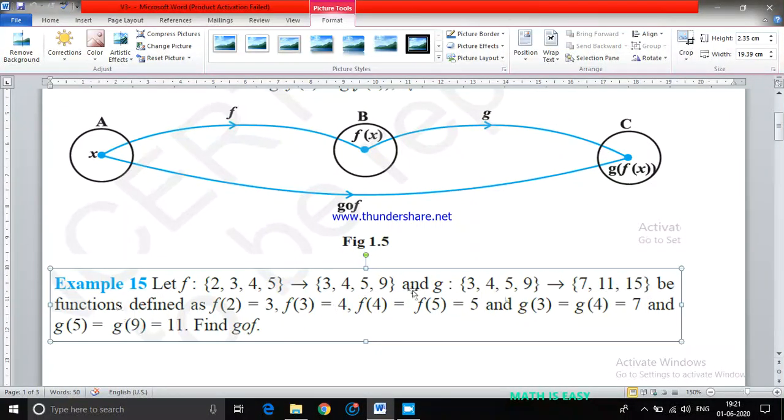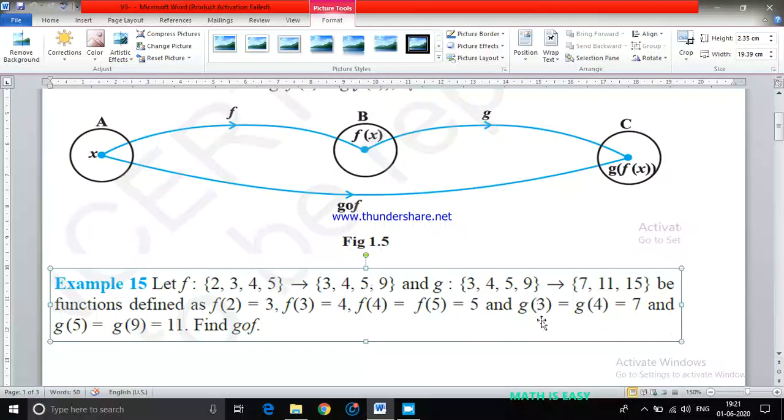These are the two functions, and this is how they are defined. f of 2 equals 3, that means 2 is mapping to 3. f of 3 equals 4, here 3 is mapping to 4. f of 4 equals f of 5 equals 5. That means the numbers 4 and 5 from here both map to 5 only.